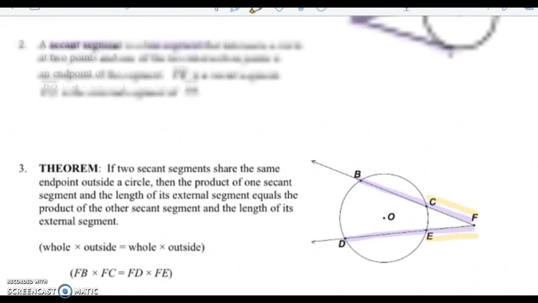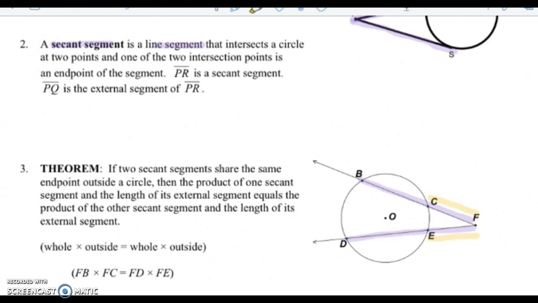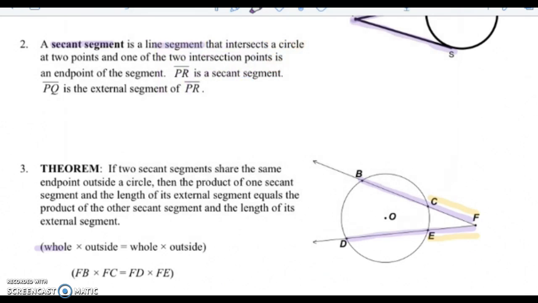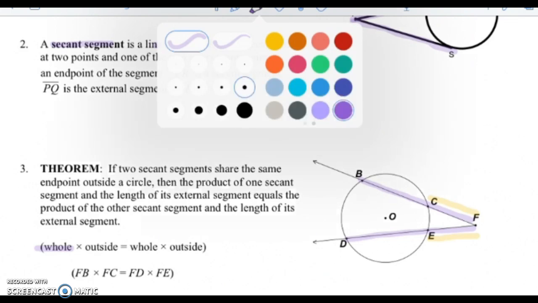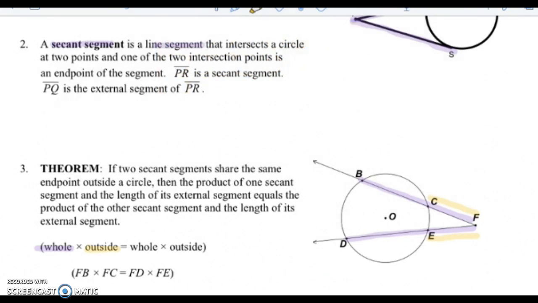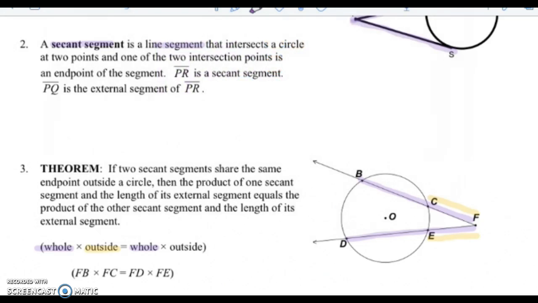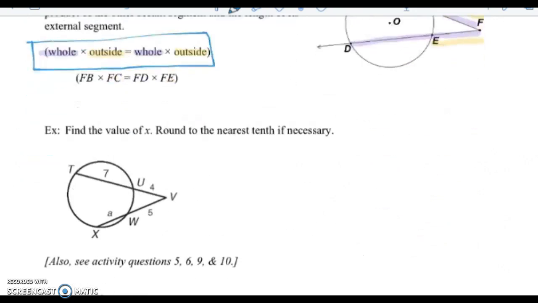So here's what this theorem says. It says that if I take one of those secants and I do the whole length times the part that's outside, that will be the same as the other segment if I take the whole length times the part that's outside. So this would really be the key to remembering this. Whole times outside equals whole times outside. So let's see how this works.